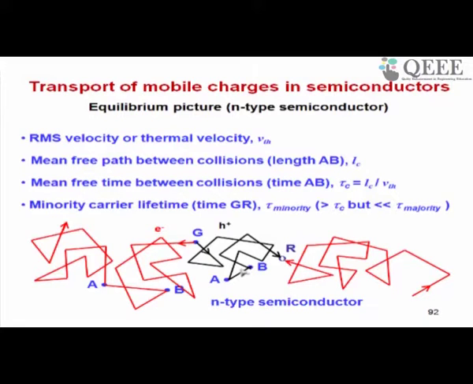And finally, you have what is called minority carrier lifetime. That is the time between generation and recombination of a minority carrier. Now please look at this. That minority carrier lifetime, tau minority, is greater than tau c, the mean free time between collisions, but much less than majority carrier lifetime. Let us see why. You can see from this picture that between generation and recombination, a carrier is undergoing many collisions. This evidently means the lifetime of the carrier is much more than the mean time between collisions, because otherwise there would not be so many collisions.